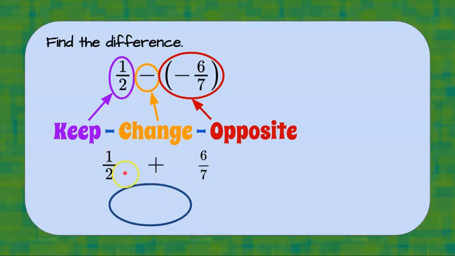We need a common denominator. The least common denominator with 2 and 7 would be 14. 2 times 7 is 14. 1 times 7 is 7. 7 times 2 is 14. 6 times 2 is 12. So we keep our denominator, add our numerators. 7 plus 12 is 19 over our denominator of 14. And our answer, we made our plan, so our answer is 19/14. If you answered 1 and 5/14, I would also accept that.